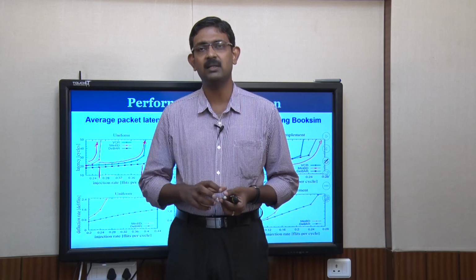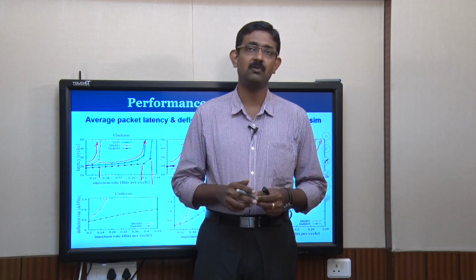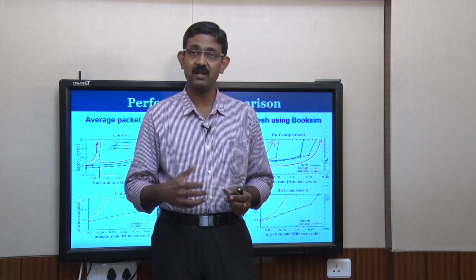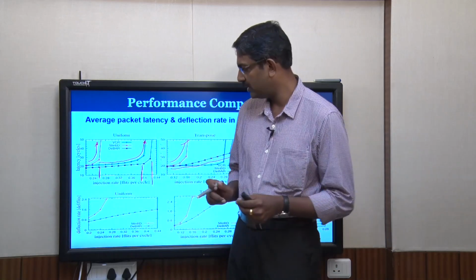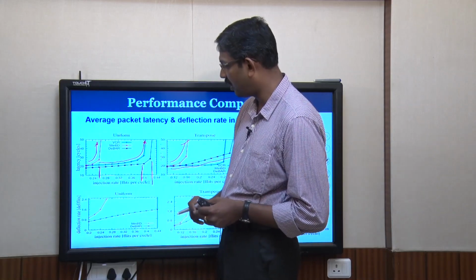It is going to other unwanted ports. So, that will increase the number of hops of the flit. The more hops it travels, the more the latency of the flit is also going to increase. So, this is a comparison of deflection rate of MinBD and D-bar.